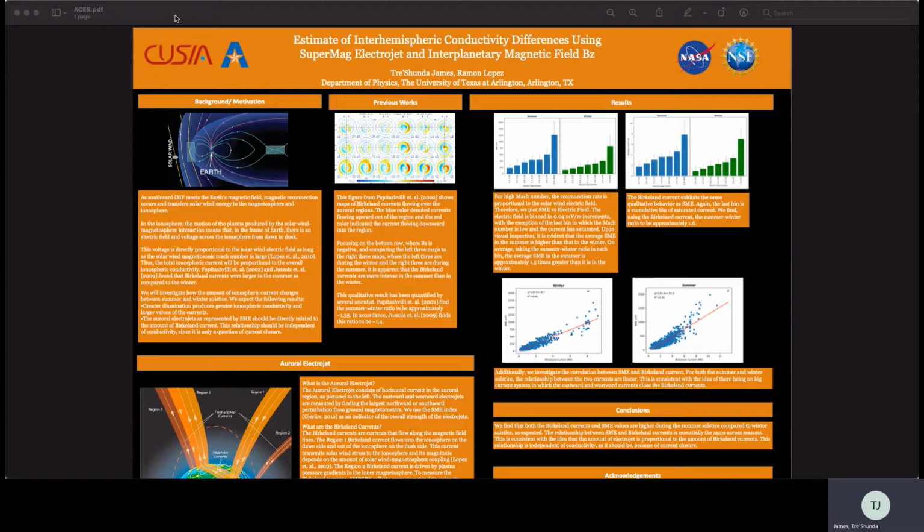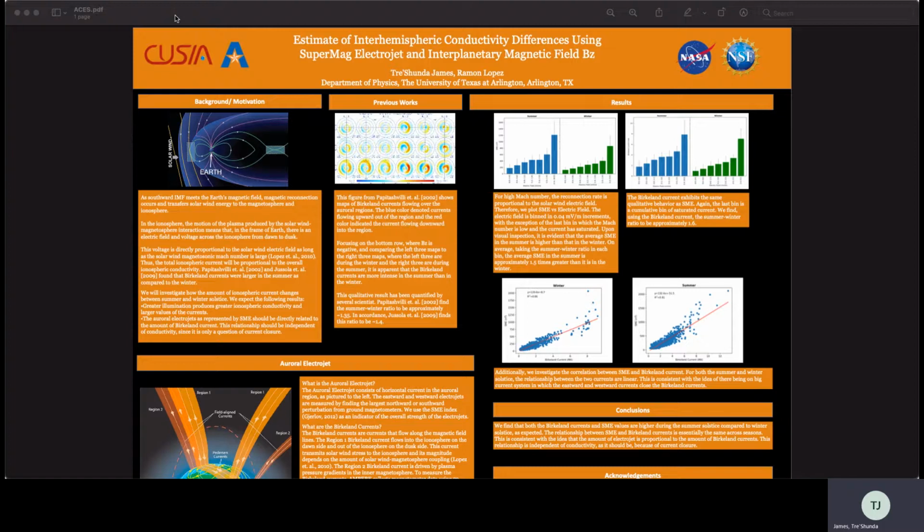Today I'll be presenting my poster entitled Estimate of Interhemispheric Conductivity Differences Using SuperMag Electrojet and Interplanetary Magnetic Field BZ. Before I get into the content of this study, I briefly want to clarify what I mean by SuperMag Electrojet and Interplanetary Magnetic Field BZ.